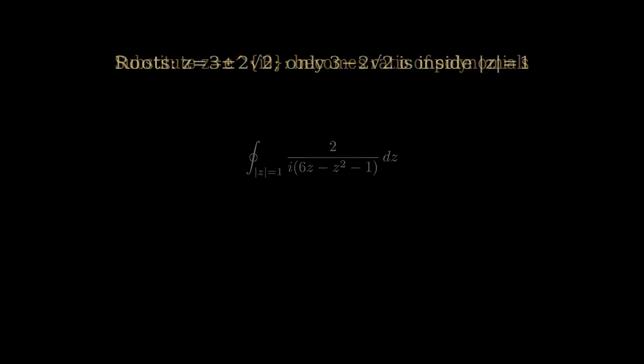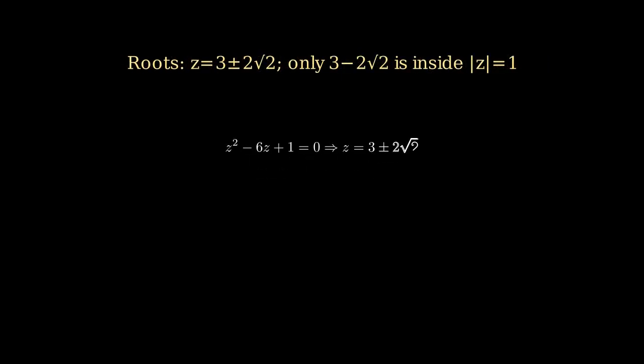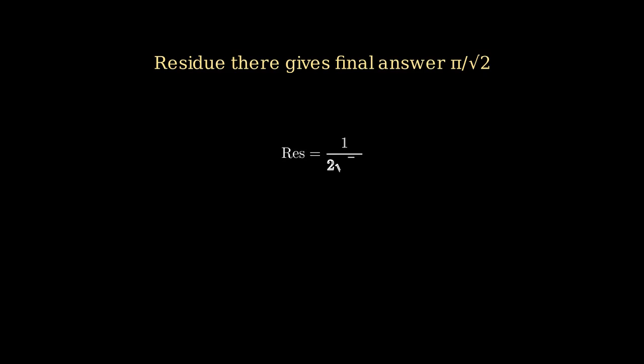Step 3. Factor the denominator to locate the poles. Solving z squared minus 6z plus 1 equals 0 gives roots at z equals 3 plus or minus 2 times the square root of 2. Step 4. Check which pole lies inside the unit circle. Only 3 minus 2 root 2, approximately 0.172, is inside. Step 5. Find the residue there. It works out to 1 divided by 2 root 2 times i. Step 6. Multiply by 2 pi i for the final answer. 2 pi i times 1 divided by 2 root 2 i equals pi divided by the square root of 2.